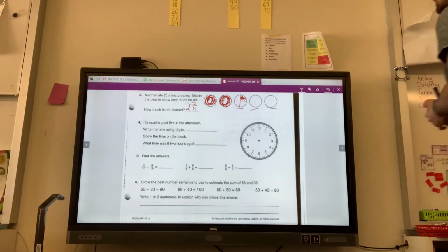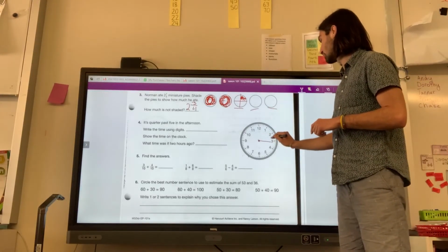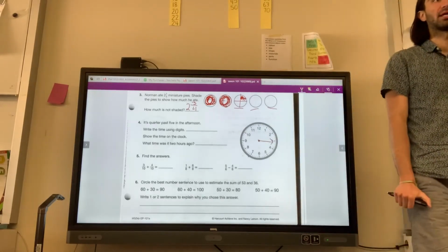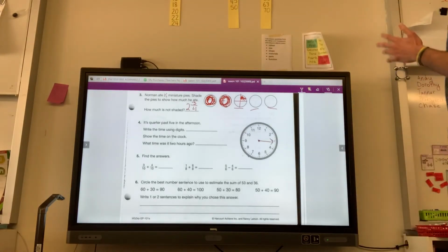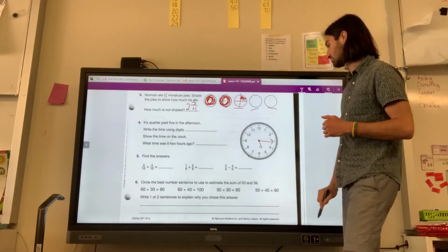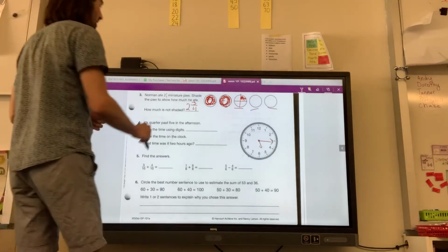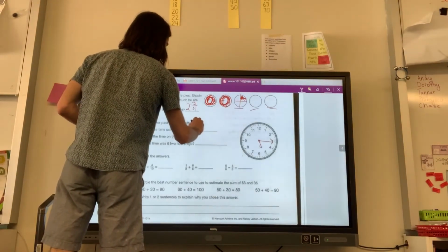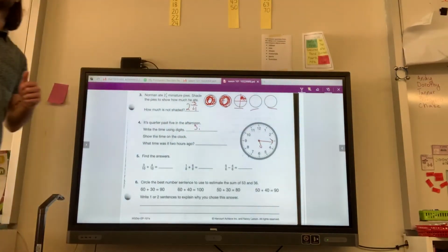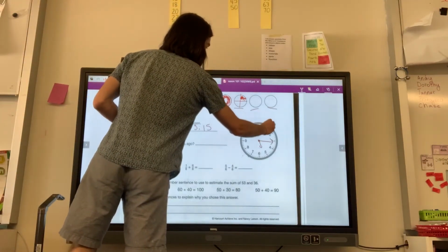Question 4. 5:15. So, 5:15 means we're at the 3. Quarter past means we're at the 3s. 15 minutes past 5 in the afternoon. So it has to be past the 5. Okay? Just like that. So what's the time using digits? So what's our hour? Our hour is 5. And what's our minutes? 15. 5, 10, 15.